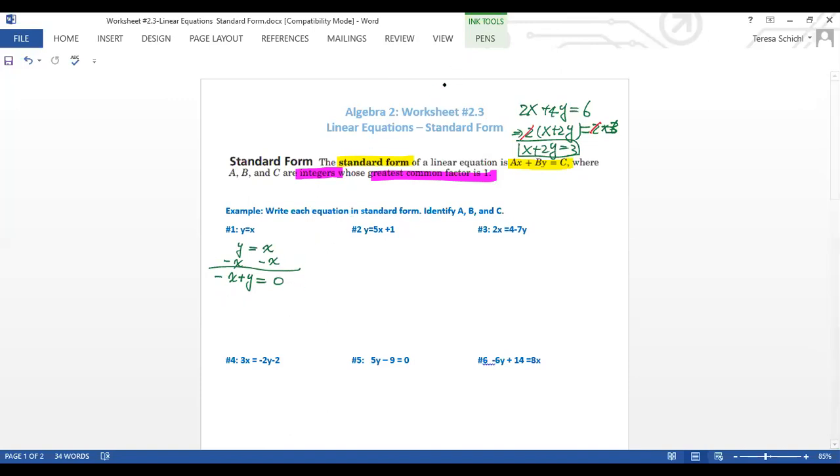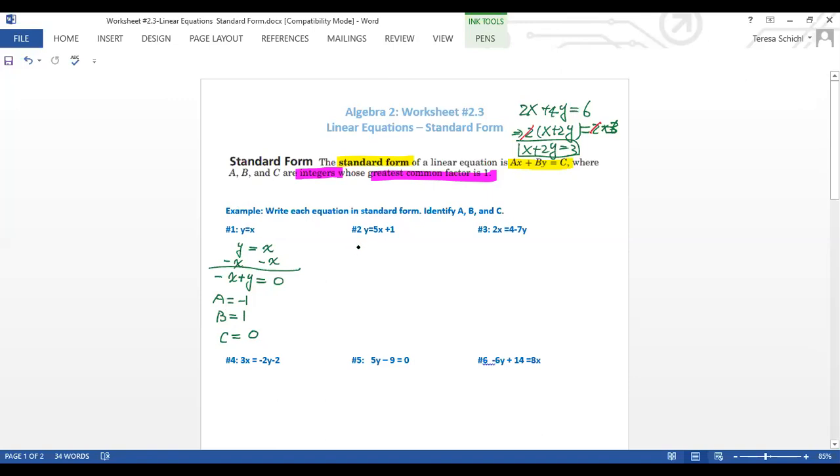So what are my a, b, and c? A is the constant in front of x, so a is negative 1. What is b? B is the constant in front of y, so b is 1. What is c? C is 0. It's pretty easy, right? So this is the standard form.